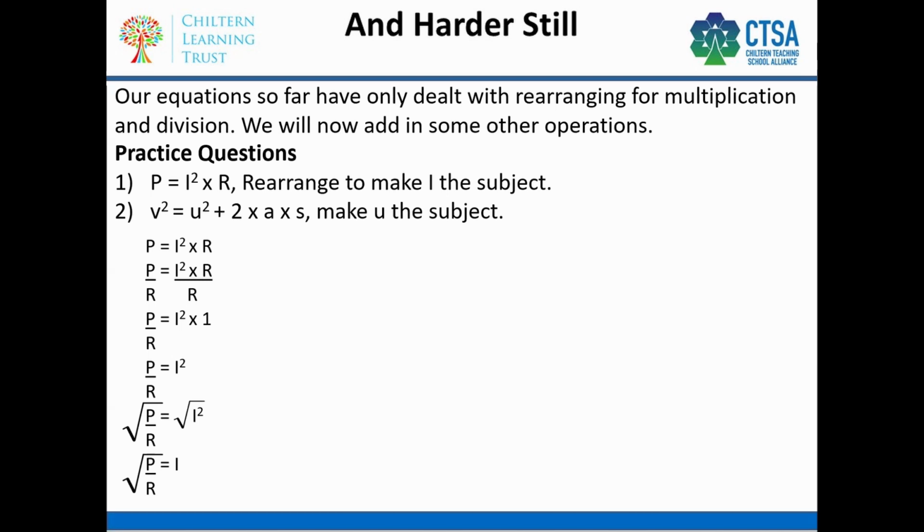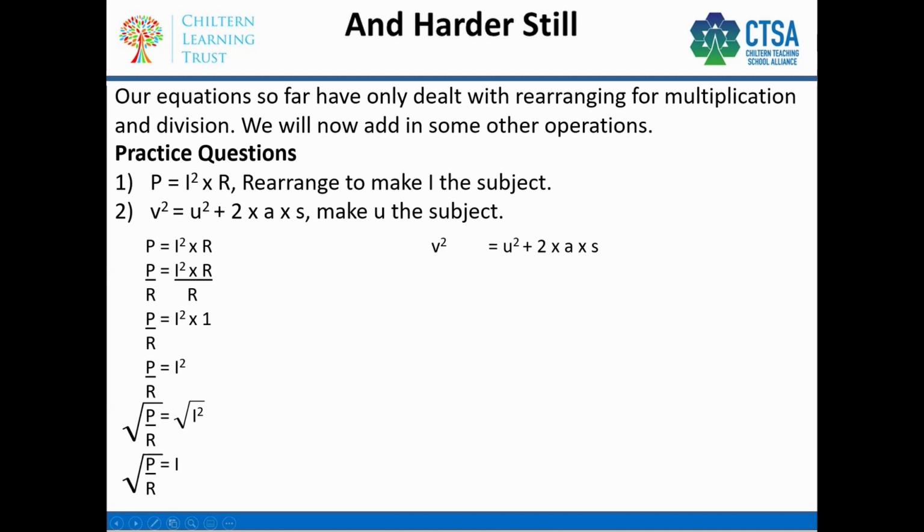And again, now if we look at v squared equals u squared plus 2 times a times s, we want to make u the subject. We've got a square there again, but we have to work our way backwards through BIDMAS, so we have to look for addition and subtraction first. And we can see now that we've got an addition in the expression. So we need to do something about that before we can even think about square rooting that u.